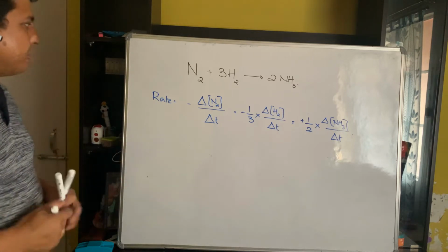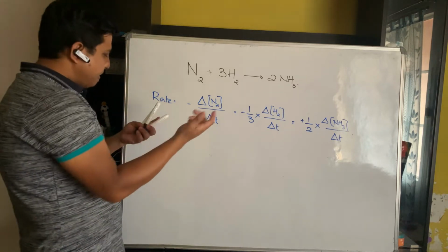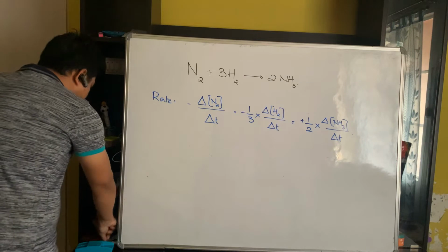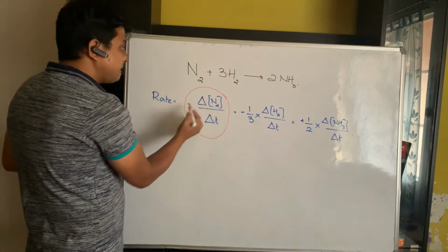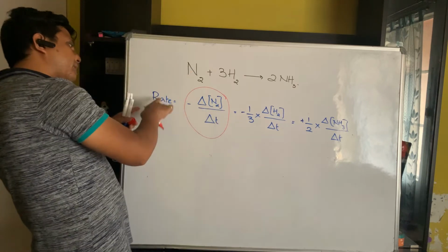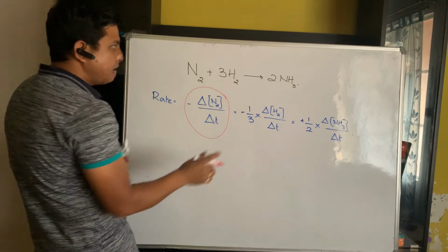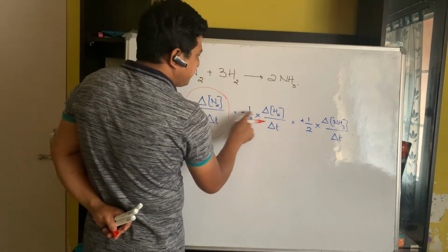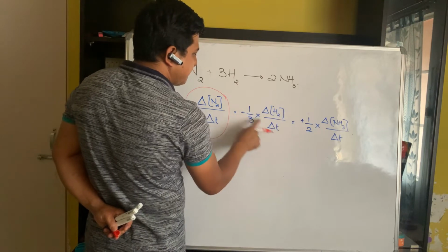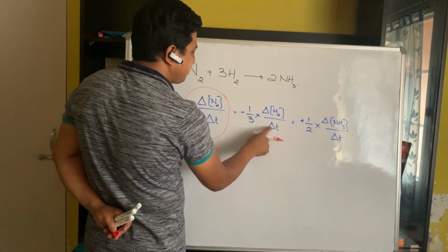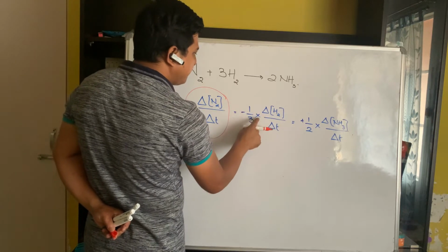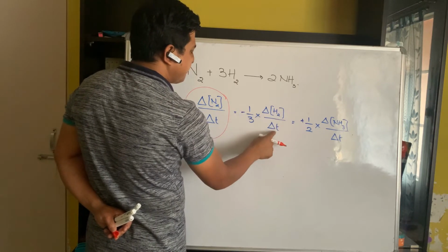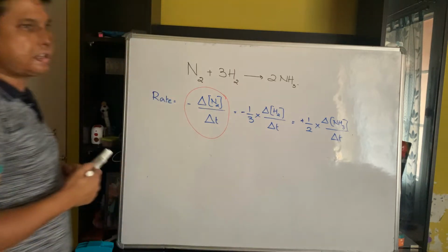Now again out here, which quantity expresses the rate of disappearance of nitrogen? This. This is equal to the rate of disappearance of nitrogen, which is equal to the rate of the reaction. Out here, minus delta H2 by del T represents the rate of disappearance of hydrogen, and 1 by 3rd into delta hydrogen by delta T represents the rate of a reaction.